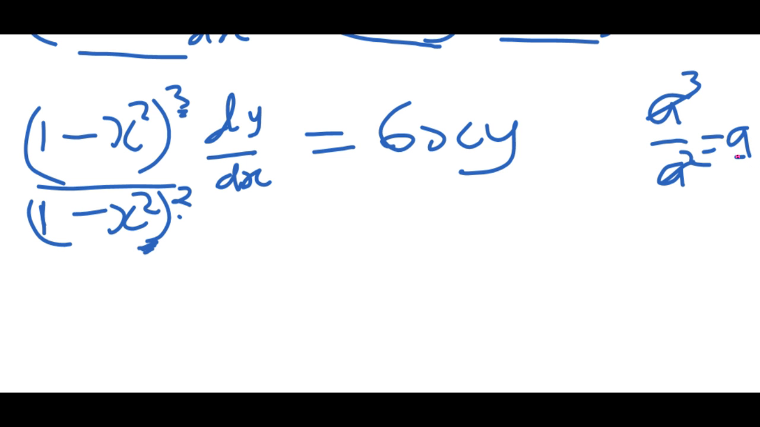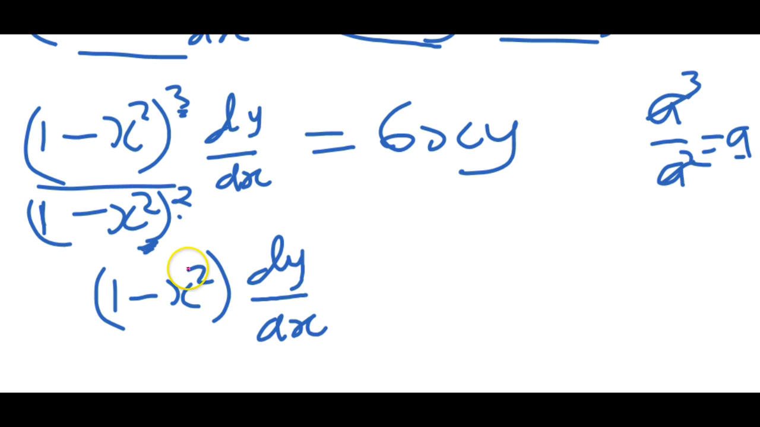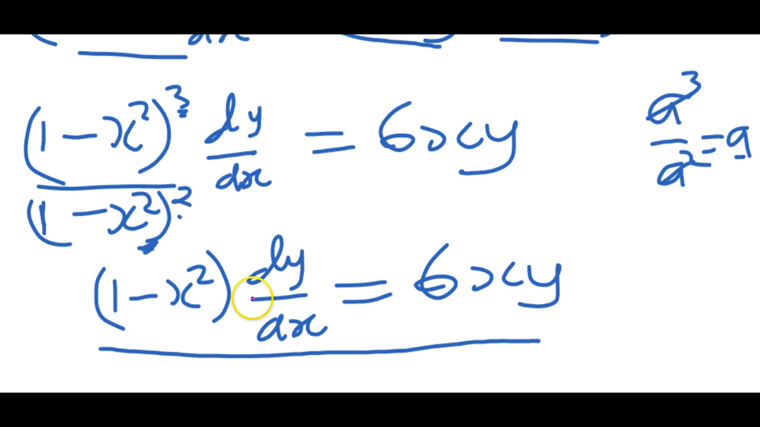And so this same thing I'm going to apply here. When I cancel, I'm going to have 1 minus x squared, then dy dx is equal to 6xy. So this will be the result. I mean, this is how the answer was put, and we have to solve it to leave our answer like this.